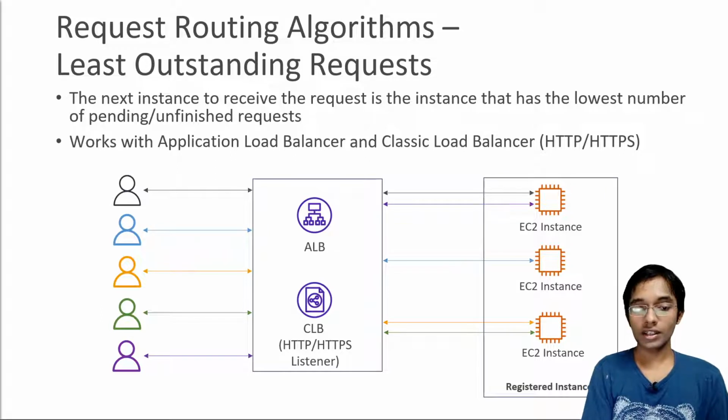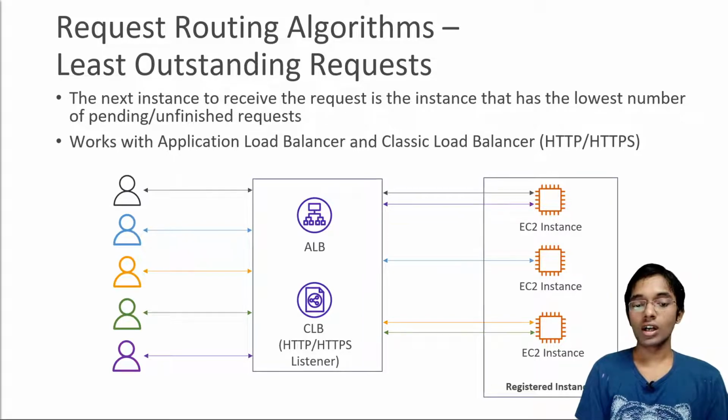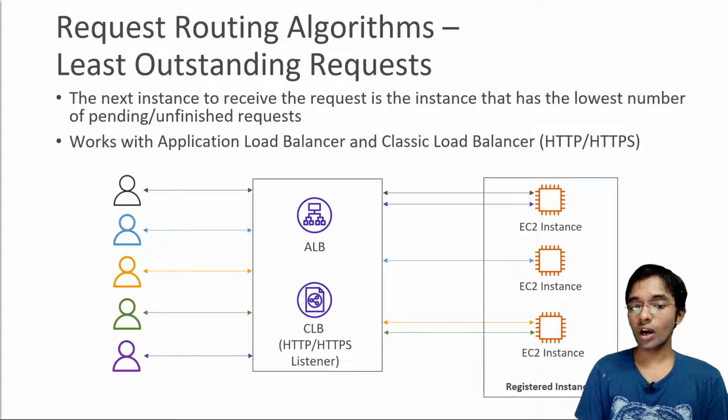So the idea is that the first request will go maybe to the first instance, the second request to the second instance, and the third request has to go to the third instance, because the third instance right now doesn't have any requests. So it has the least outstanding requests. And then the fourth one may go again to the third instance. If the third request was very quick to finish, the fourth one went again to the third instance, and so on.